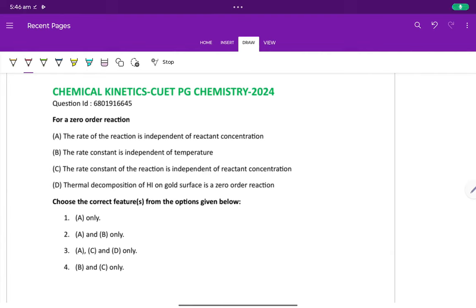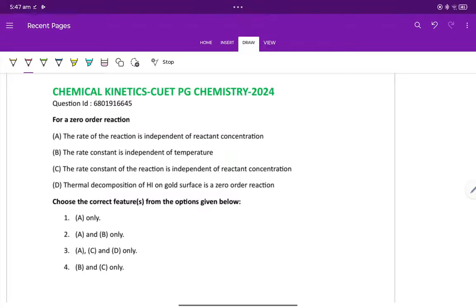Now the next question is from again 2024 itself. It is about the zero order reaction. What are the peculiarities of a zero order reaction? To determine what are the peculiarities of a zero order reaction, let us write the general equation for the rate of a reaction.